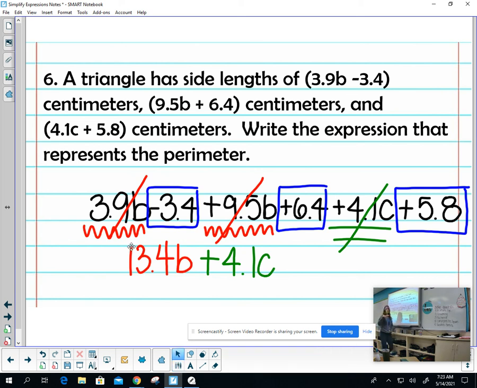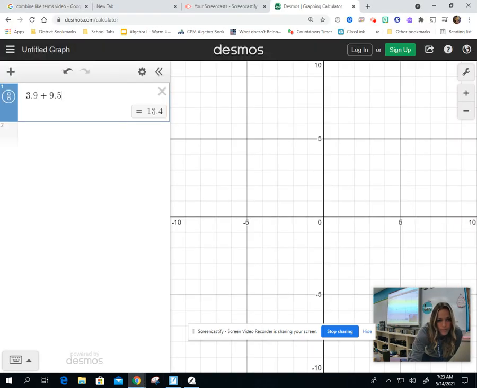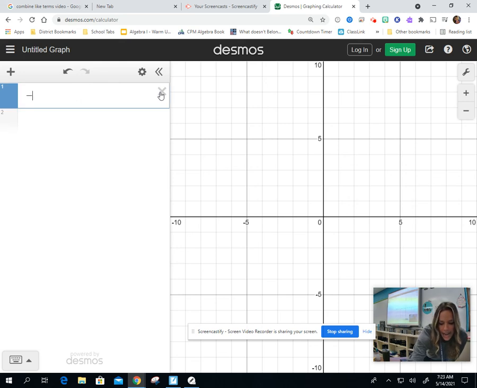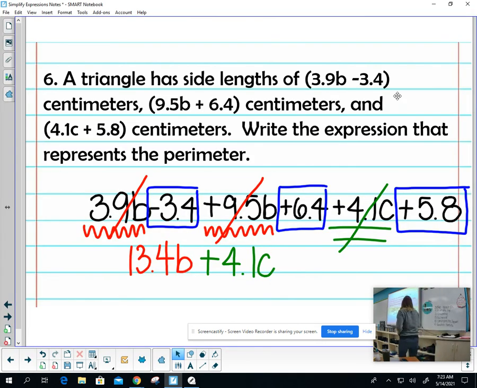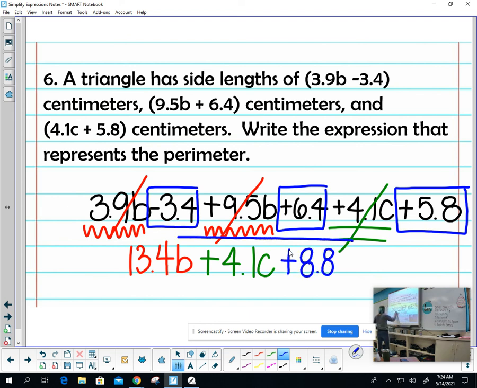Okay, I'm almost there. I have 3 coefficients: a negative 3.4, a positive 6.4, and a positive 5.8. I'm going to use Desmos. I have a negative 3.4. It's very important that you include the sign in front. Plus 6.4 plus 5.8, and I get 8.8. So 13.4b plus 4.1c plus 8.8. And there you have simplified your expression.